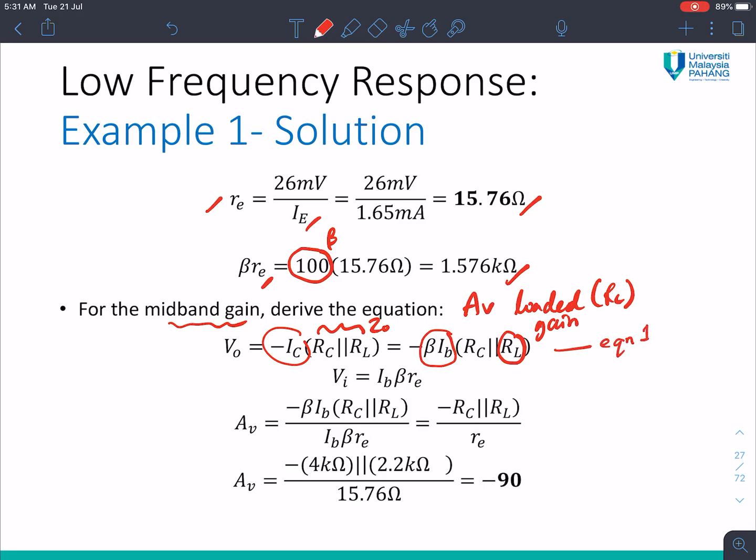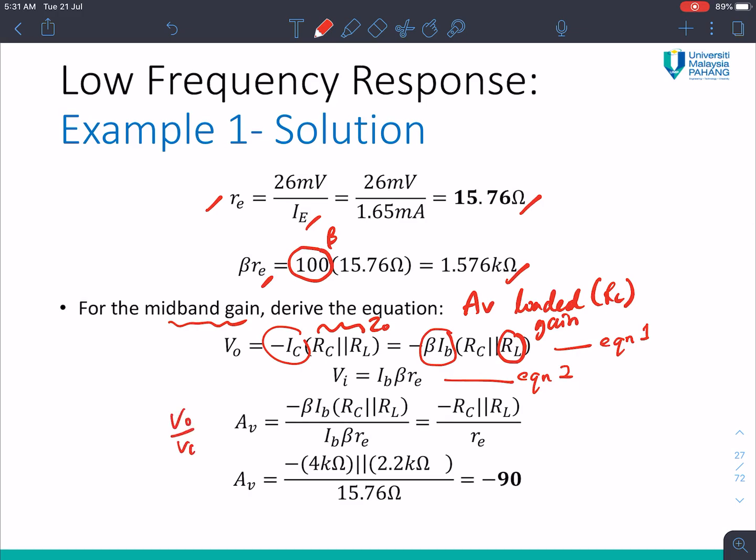For equation 2, V in equals IB beta RE. Now we get V out over V in. So you get this. This is the equation for the loaded gain AV. Now the answer is negative 90.